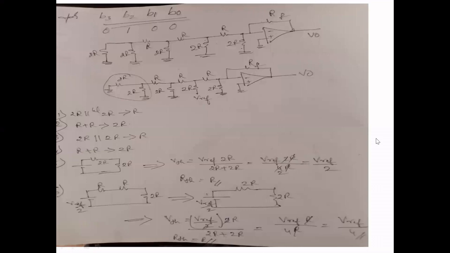Now we will see when your binary input B2 is going to be high. So when B2 is high, all the rest, B3, B1 and B0, would be 0. This would be your B3 and this is B2. So here, this terminal, we are connecting it to the voltage source. Okay, so considering that, let us start with the analysis.